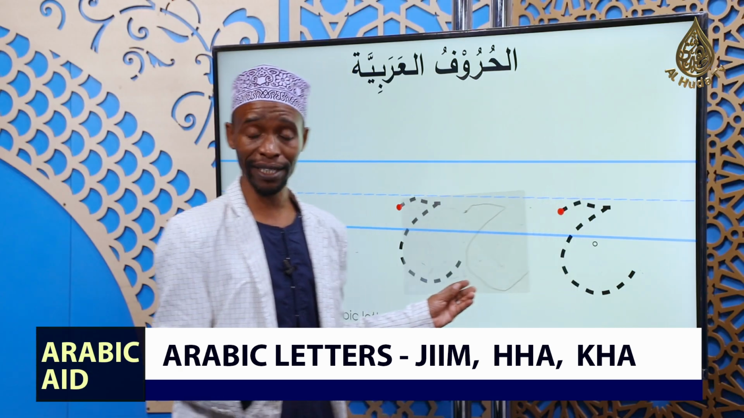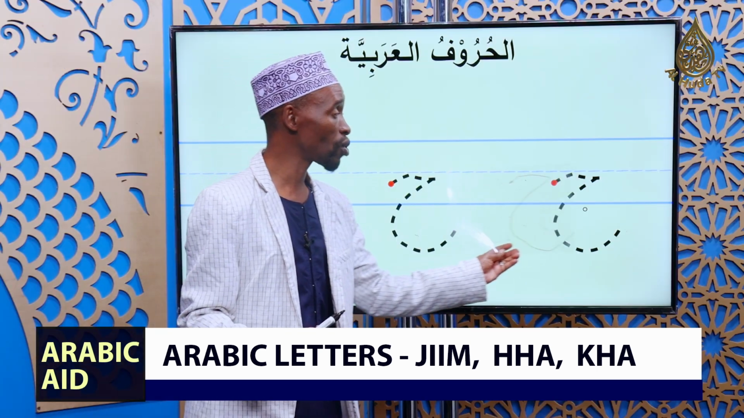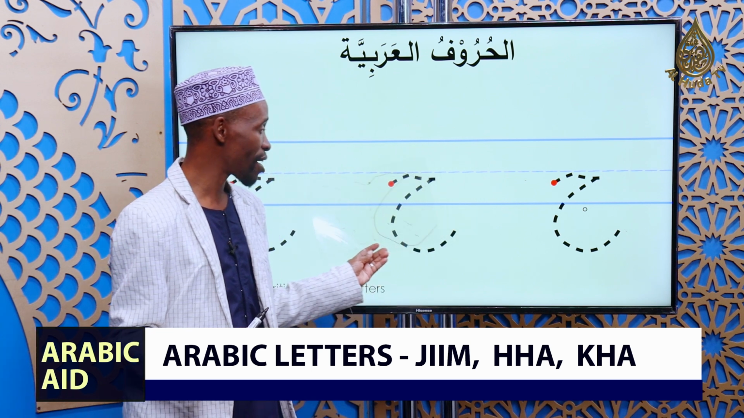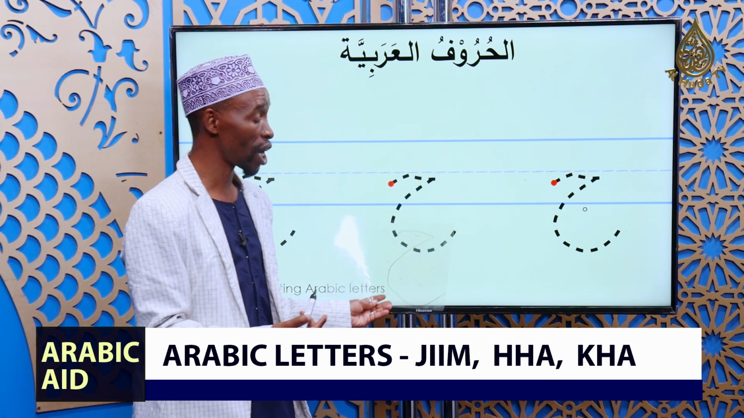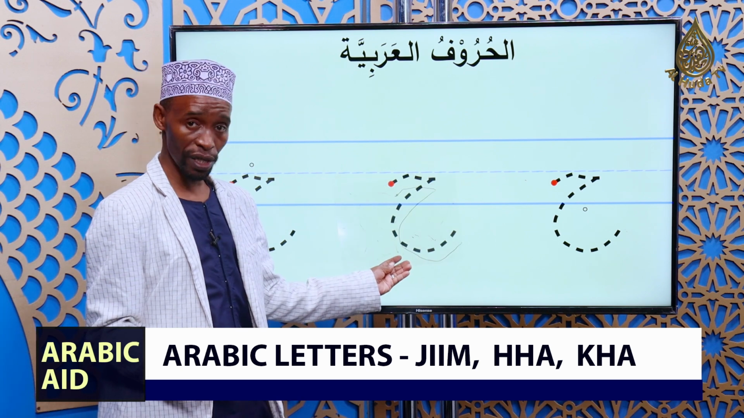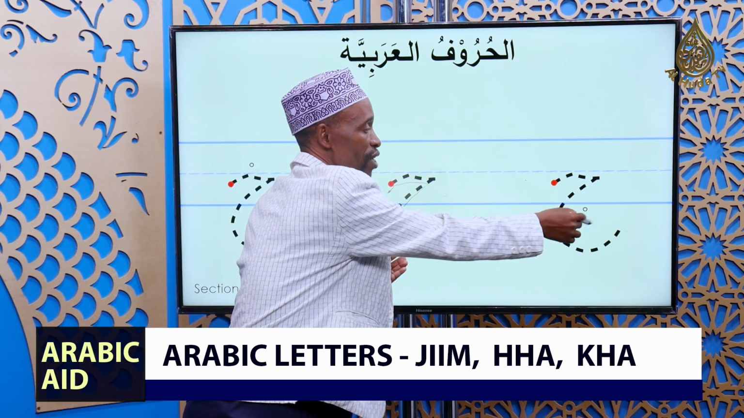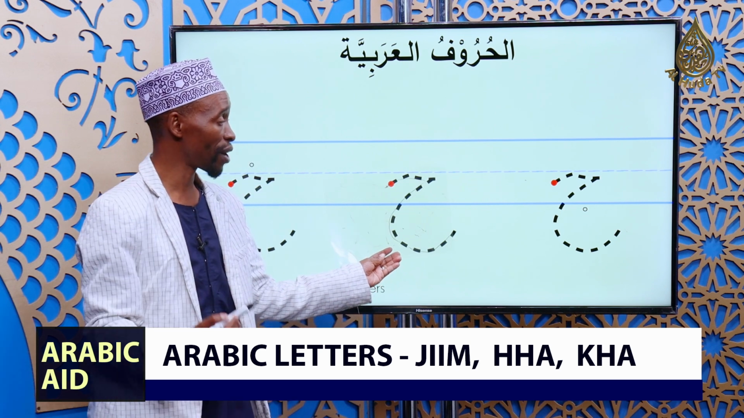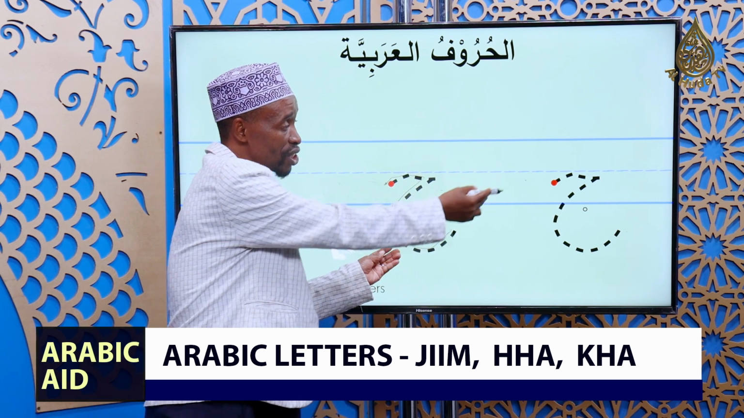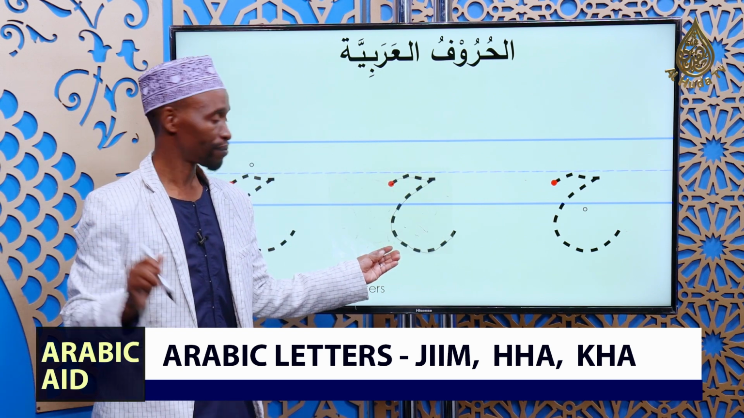Now, for the other letters, it's very easy to write. Since you know how to write letter Jiim, writing the other remaining two letters, which are Hha and Kha, is easy. You just do the same way you did with letter Jiim. But remember, as you're writing letter Hha, after having written it like Jiim, you do not write any dot.